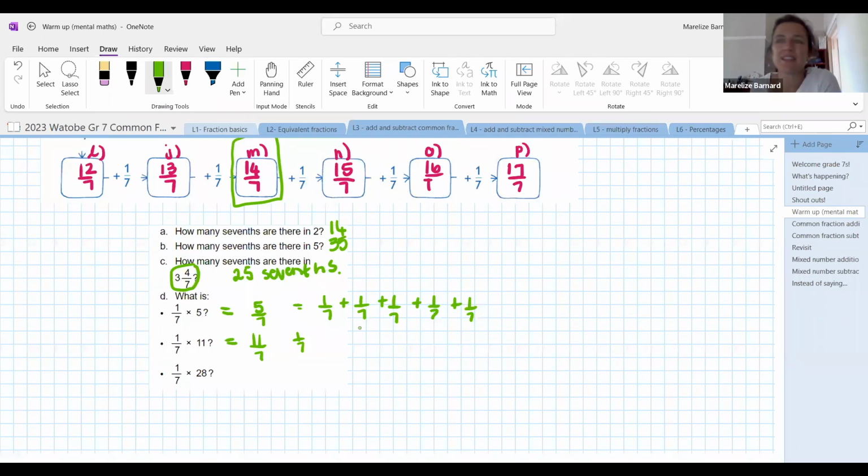And then what is a seventh times 28? Use that same thinking. 28 sevenths. That's right.